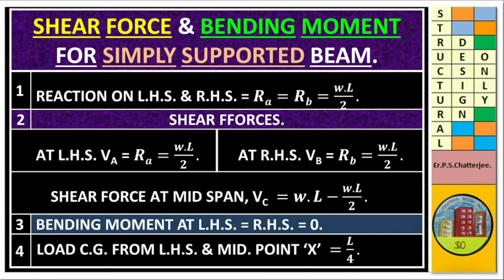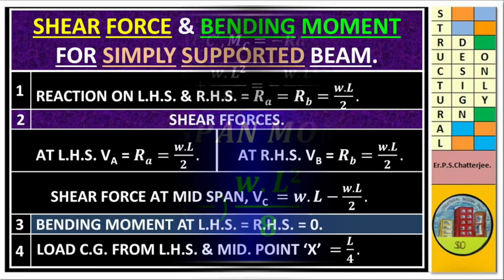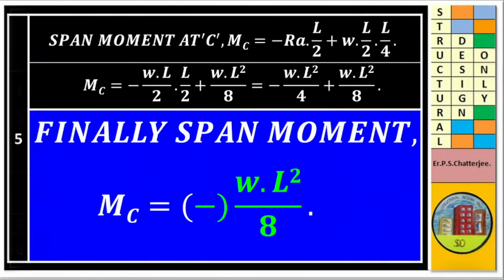Bending moment at left hand support and right hand support is equal to 0. Load CG from left hand support and midpoint is equal to X, L by 4. Span moment at C is equal to RA into L by 2 plus W into L by 2 into L by 4.